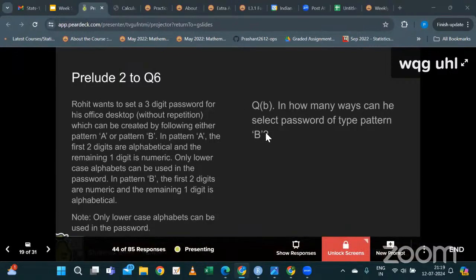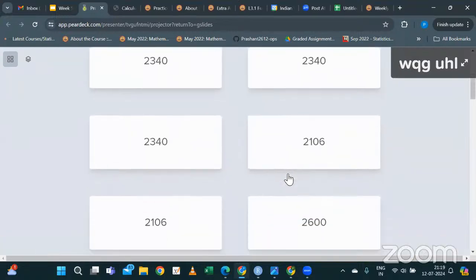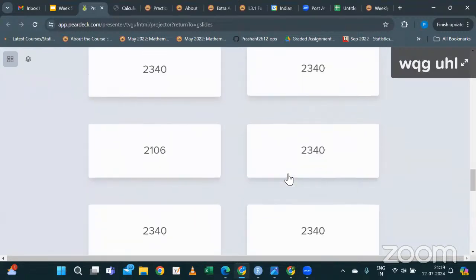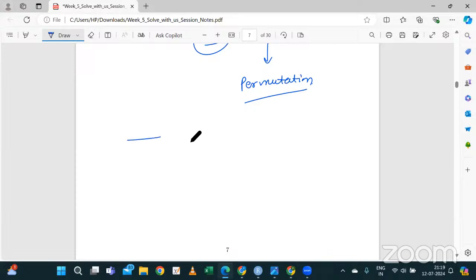Okay, so let me see the options. Output given by you: 2340, 2340, 2106, 2600. Some variations are there, but the majority is 2340. Let's see which one is correct. So you have to create a 3-digit password. The condition is the first two are numeric, right? So I can use any of the 10 digits, and then any of the 9 digits, because it's clearly mentioned without replacement, which means without repetition.